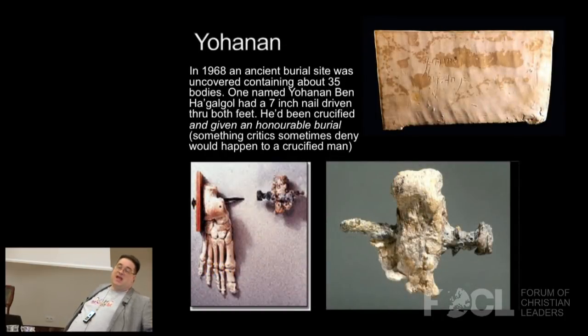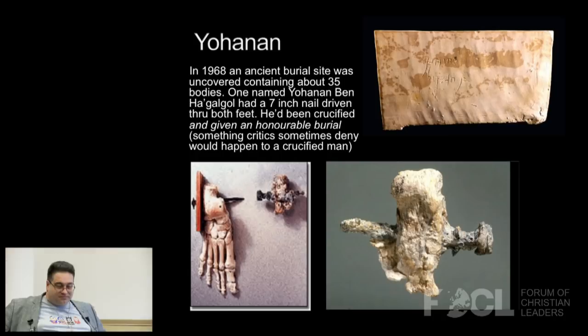Poor Yohanan here is our only archaeological example of a victim of crucifixion. You can see on the right-hand side his heel bone with the nail still driven through it. At the top right is his ossuary in which he was buried. And at the bottom left you have a reconstruction of how the nail was driven through the foot next to the heel bone. It was discovered in 1968 at a burial site with about 35 bodies in it. One, Yohanan ben Hagagol, had a 7-inch nail driven through both feet.